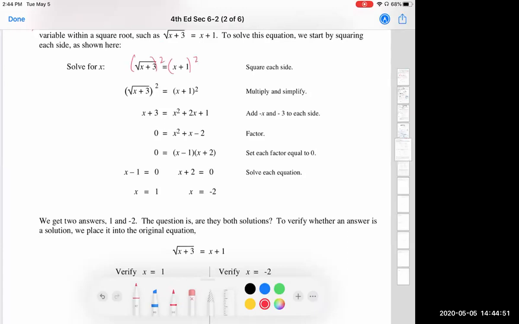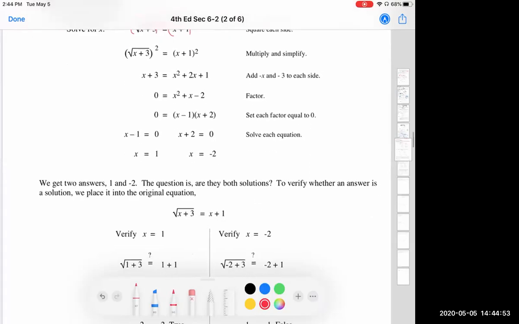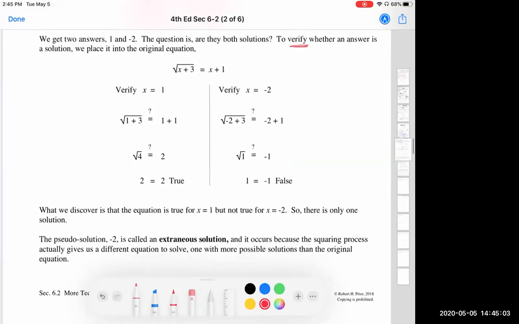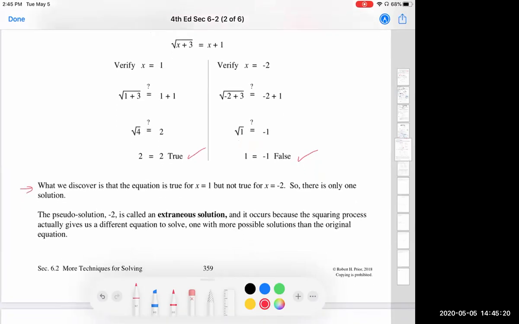We squared, and we got our answers to be 1 and -2 after some work. Now, once we verify our work, we see that we get a true statement, but it might so happen that sometimes you get a false statement. What we discover is the equation is true for x equals 1, but not true when x is equal to -2. So there is only one solution.